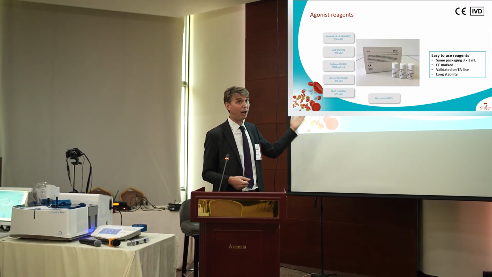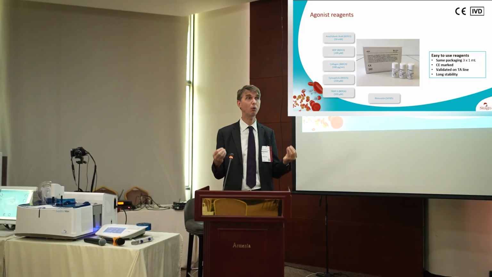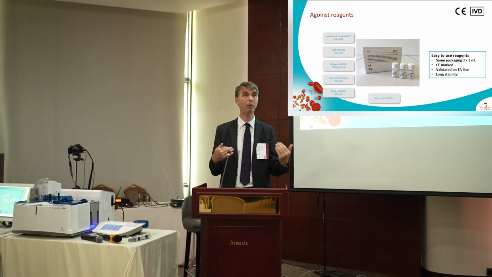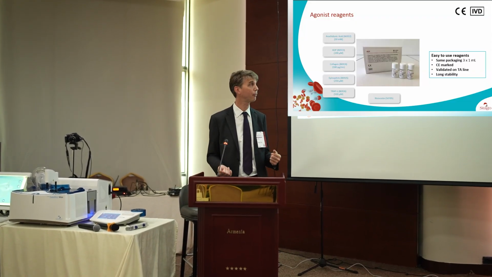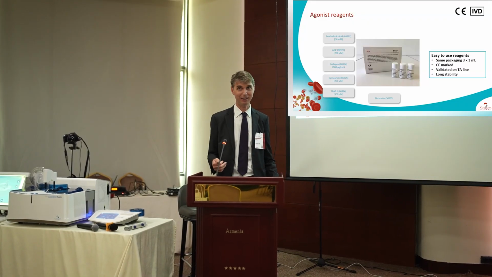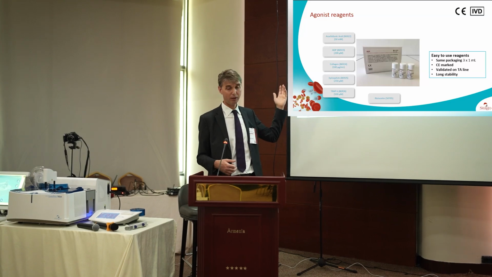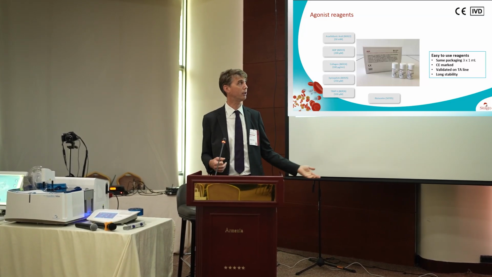You need several agonists to be able to selectively assess what kind of disease it is, or to assess also the platelet function testing in terms of antiplatelet therapy. That's why you have several reagents, agonists, like arachidonic acid, ADP, collagen, epinephrine, TRAP6, or ristocetin.